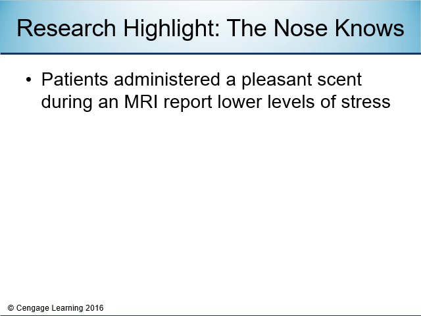Here's another thing about scent. There's a little study here done. Patients administered a pleasant scent during an MRI report lower levels of stress.